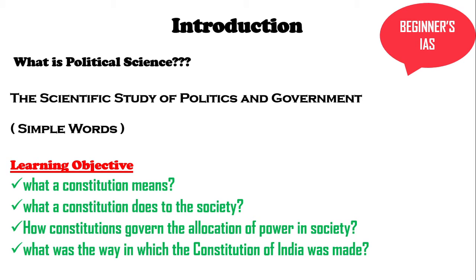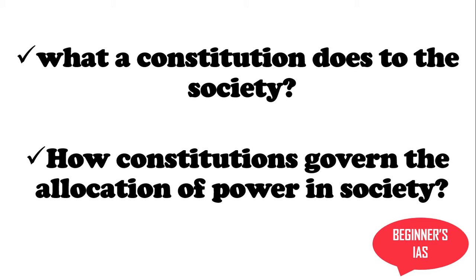But in the last two centuries, we have witnessed the study of politics concentrating on the conflict between liberty and equality. So, let us see the learning objectives of this chapter. What a constitution means, what a constitution does to the society, how the constitution governs the allocation of powers in society, and what was the way in which the constitution of India was made. After completing this session, one has to understand what a constitution means.